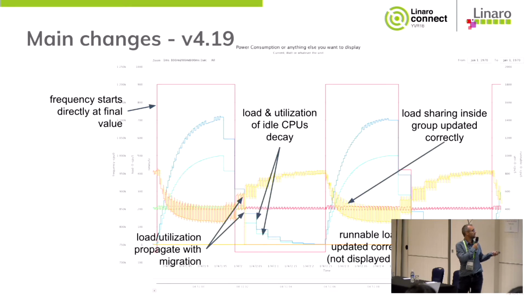So this is the latest version of the load tracking in the scheduler. As you can see, now we are starting directly at the final frequency, thanks to util_est, so we can estimate what the final utilization will be. We don't slowly increase or decrease. We directly switch between having a running task or not having any task, and we can go back to a lower OPP.